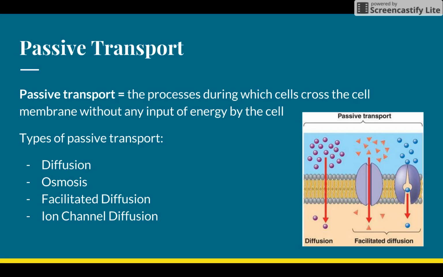So passive transport is any type of transport in which a molecule is moving across the membrane along its concentration gradient when no energy is required. So if a molecule is moving across the membrane and no energy is required, that is passive transport. There are some different types of passive transport we'll talk about today: diffusion, osmosis, facilitated diffusion, and then there are two different types of facilitated diffusion that we will talk about.